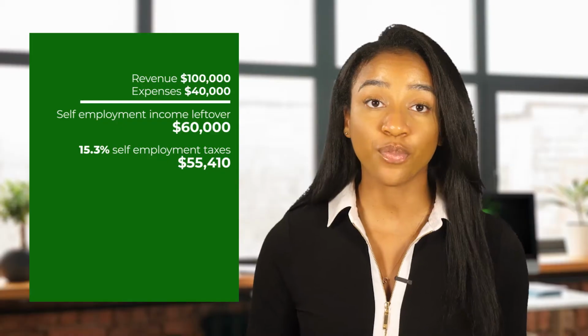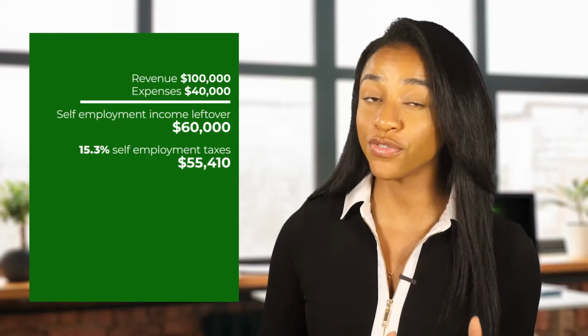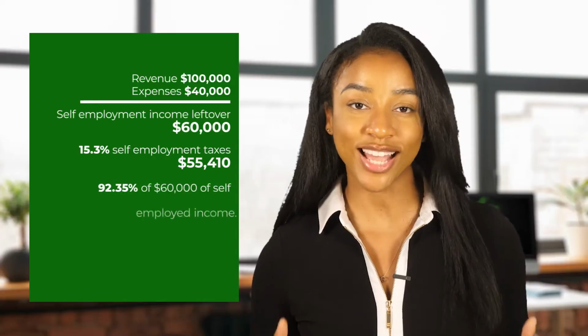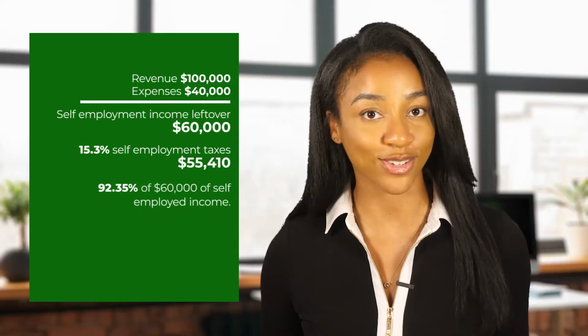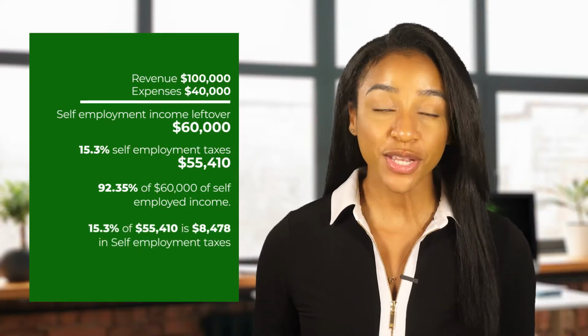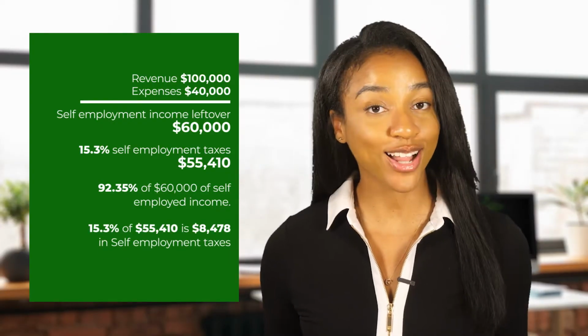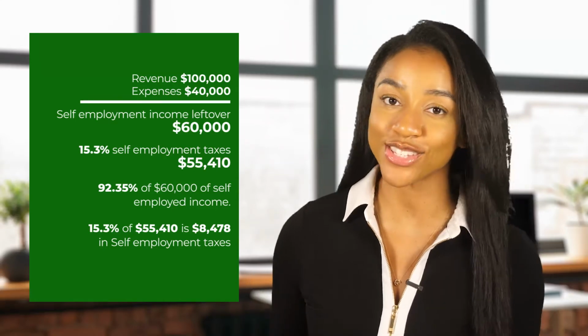You would owe 15.3% in self-employment taxes on $55,410, which is 92.3% of $60,000 in self-employment income. And 15.3% of $55,410 is $8,478 in self-employment taxes. Did you follow that? If your self-employment income was $150,000, you would only pay 15.3% of self-employment tax up to $142,800 for tax year 2021. The amount above that would not be subject to 15.3% in self-employment tax. All of this would be reported and calculated on Schedule SE.